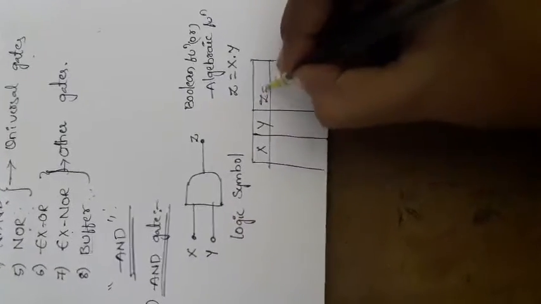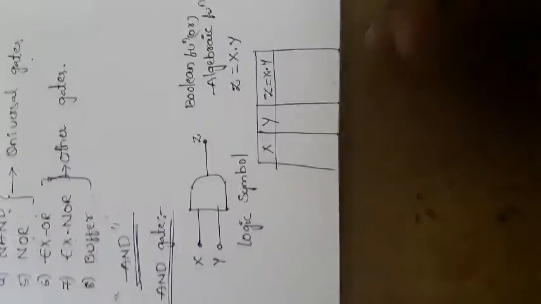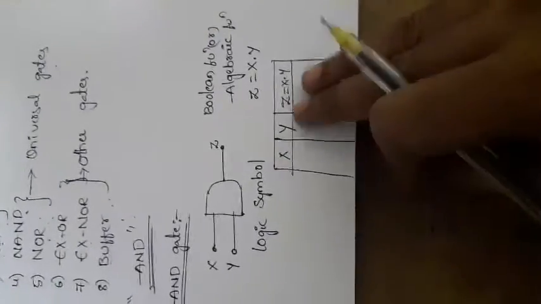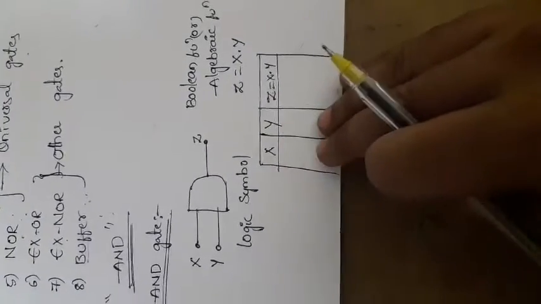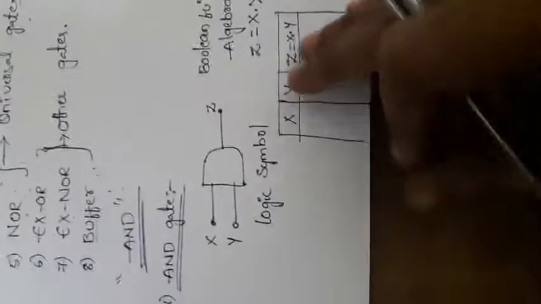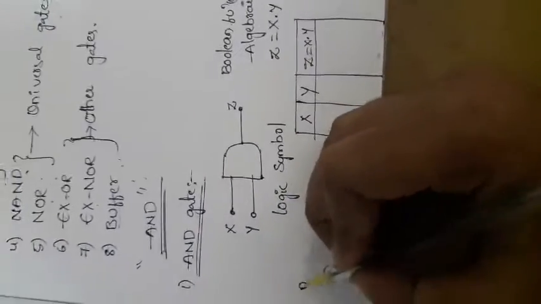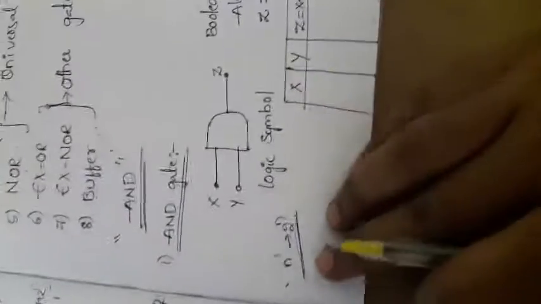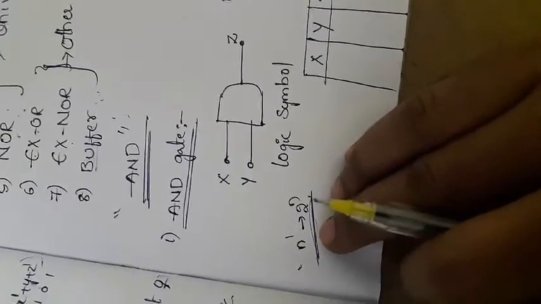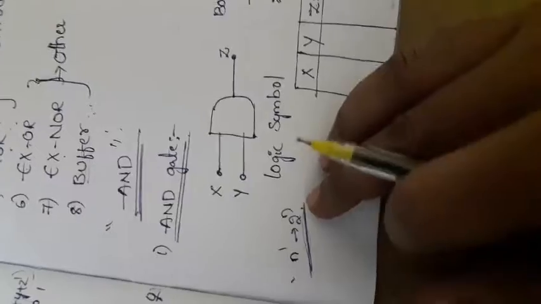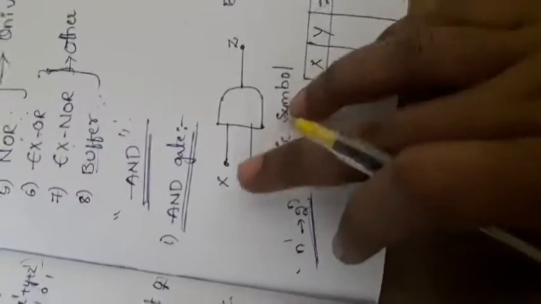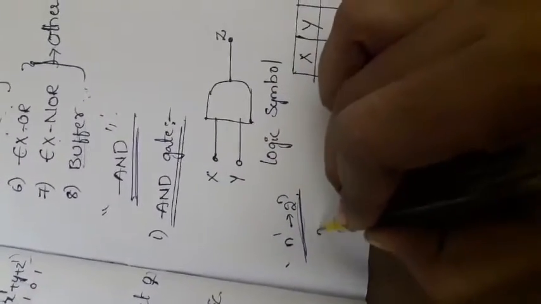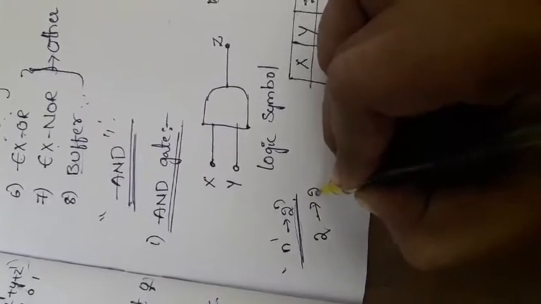Okay, so here we are considering two input variables x, y, and the output function z is equal to x into y. Now how to take the input combinations for two input variables? For n variables we get 2 power n distinct possibilities in Boolean algebra. So here how many variables are we taking? Two variables. For these two variables, how many possibilities do we get?